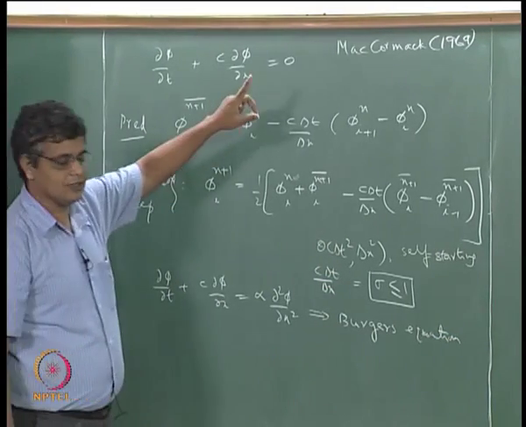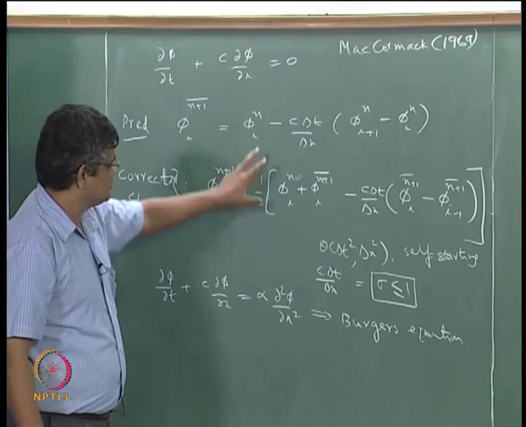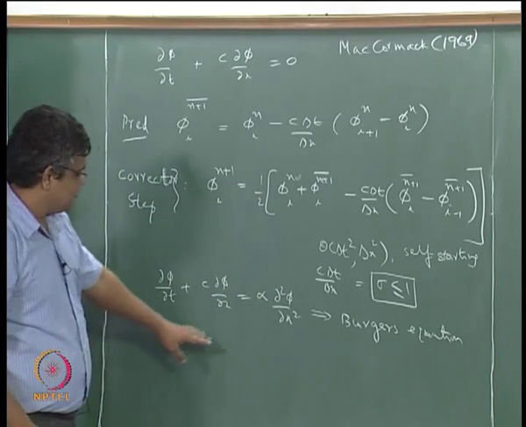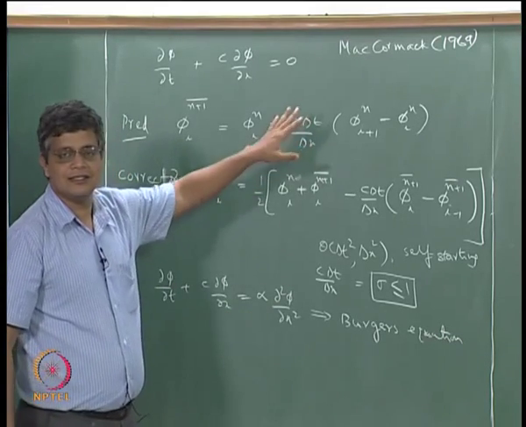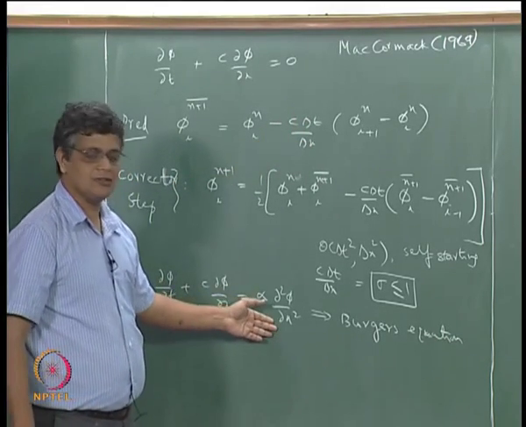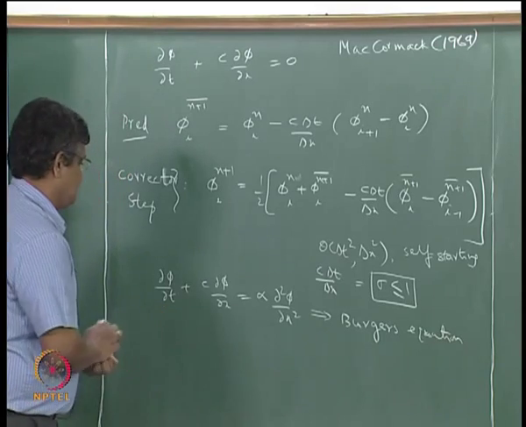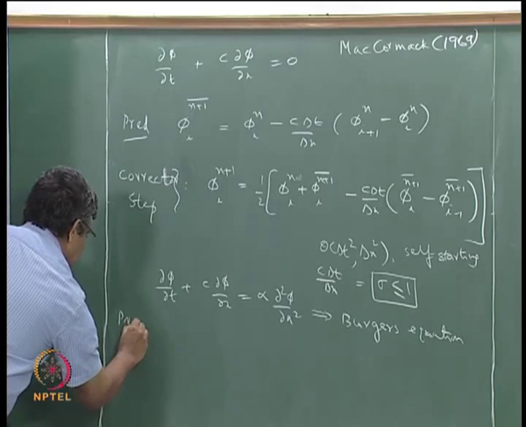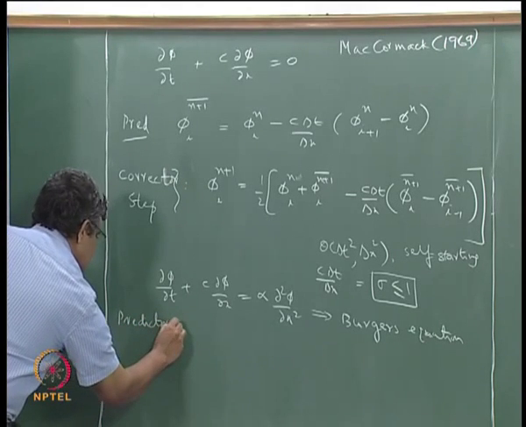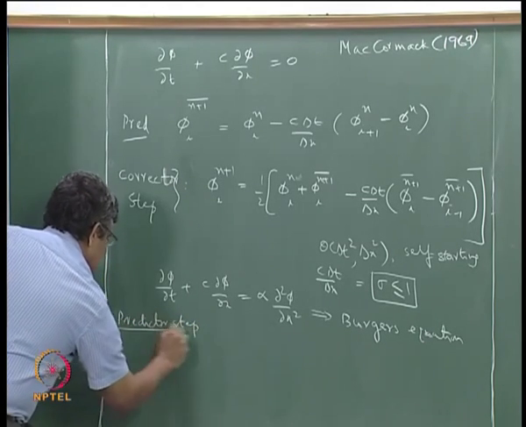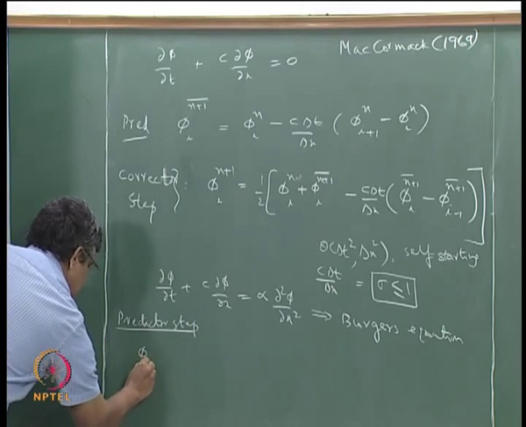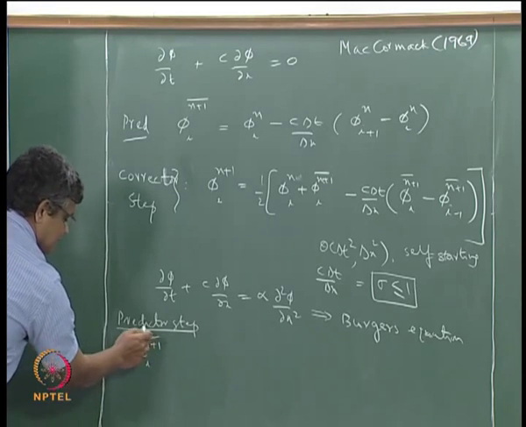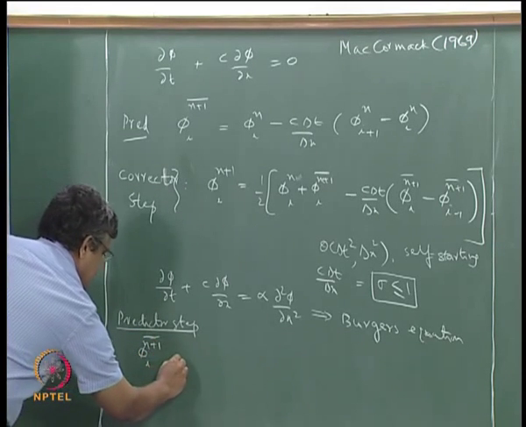MacCormack in 1971 extended this method to include this case also, and the evaluation of this is relatively straightforward because we normally use a central scheme for this. So MacCormack also used the same thing. You have a predictor step, which is given as phi I n plus 1 bar. All the predicted values are given with n plus 1 bar.